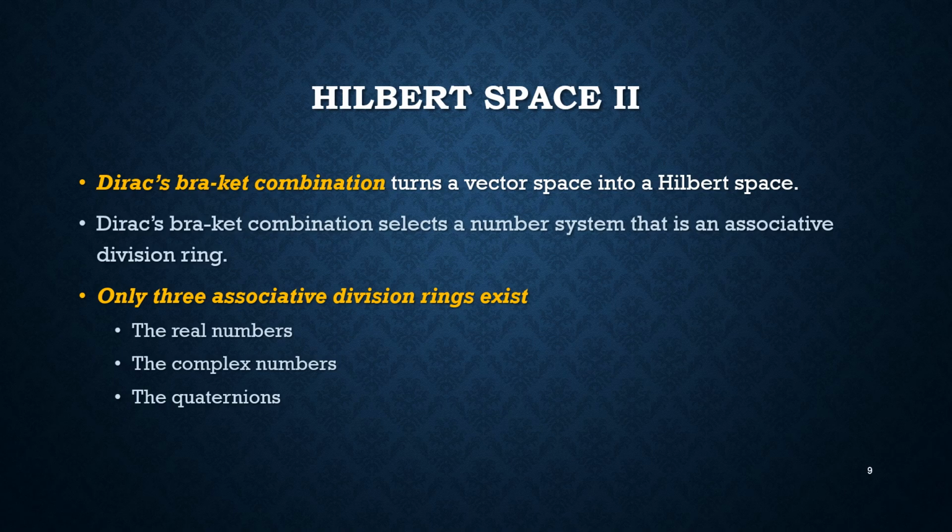Dirac's bracket combination turns a vector space into a Hilbert space. Dirac's bracket combination selects a number system that is an associative division ring. Only 3 associative division rings exist: the real numbers, the complex numbers, the quaternions.